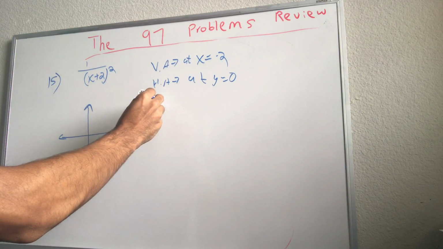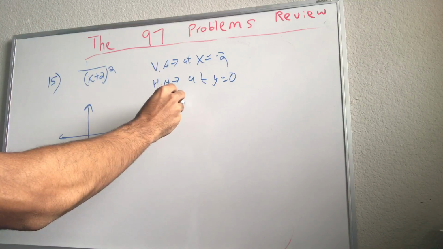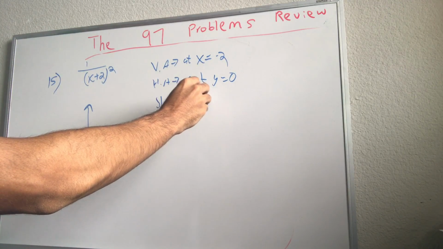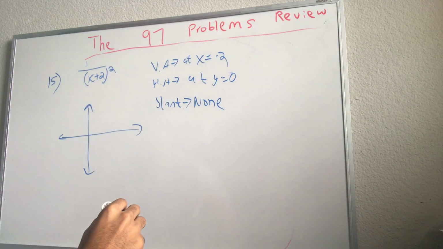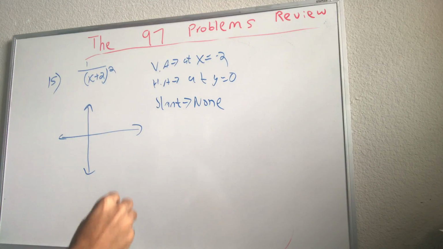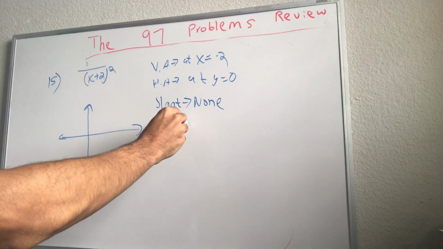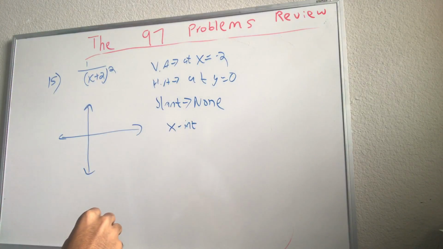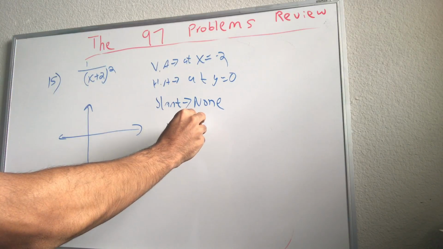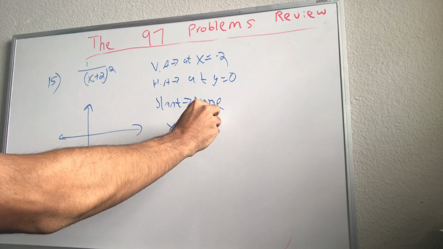And then for slant, obviously there's none, right? If there is a horizontal asymptote, then you cannot have a slant asymptote. And then for our x-intercept, x-intercept refers to the point where your graph crosses the x-axis. Well, that's not possible because we have a horizontal asymptote there, so our x-intercept in this case does not exist, right?